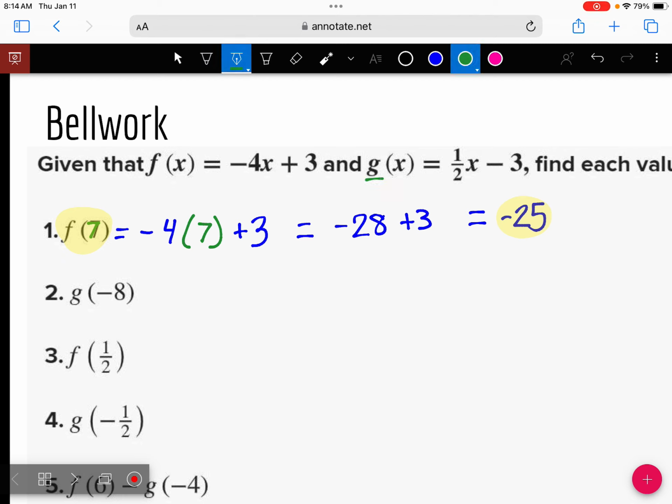So the next one says g of negative 8. That just means we use the g rule. And we're going to take our 1/2 times negative 8 minus 3. And what are we going to get? Negative 7. Yes, I had to think it through. Negative 7, because negative 8 times 1/2 is negative 4. Negative 4 minus 3 is negative 7.